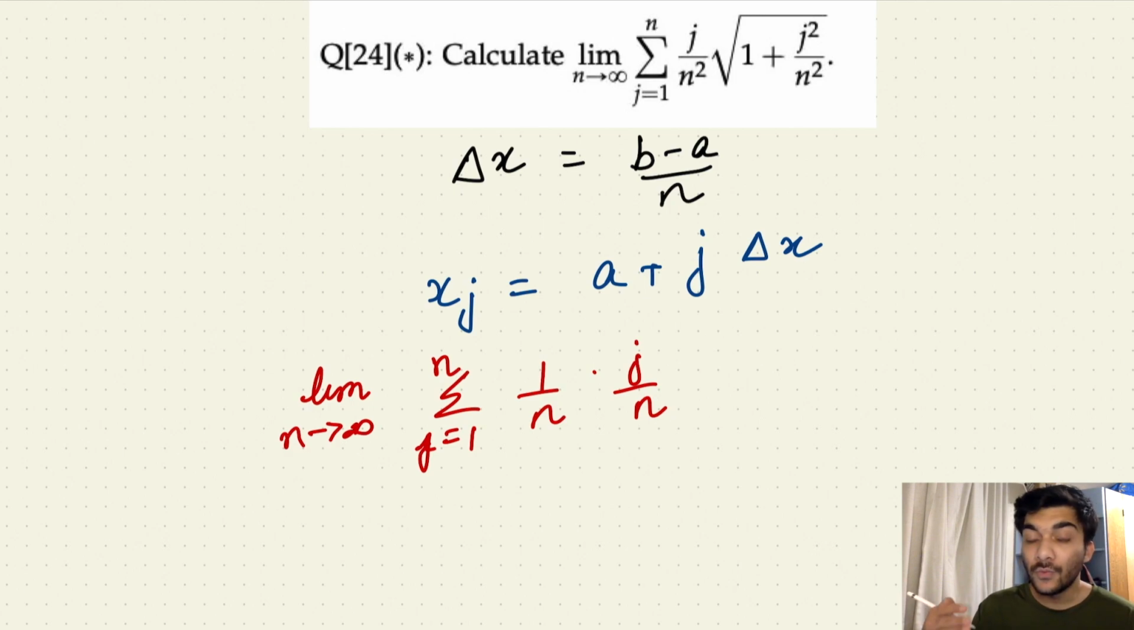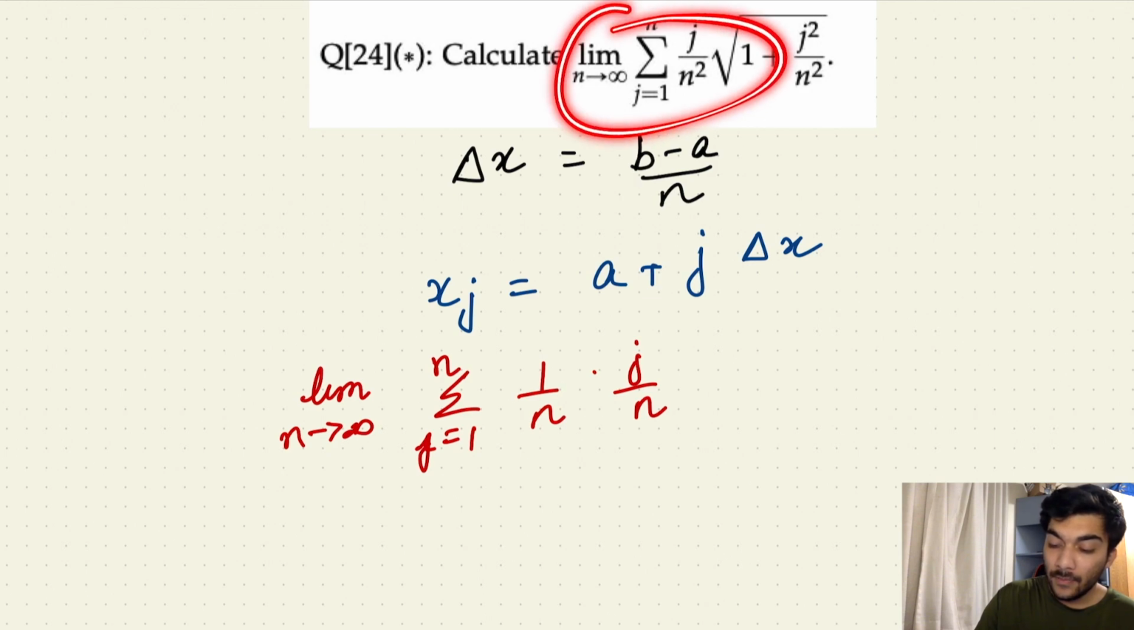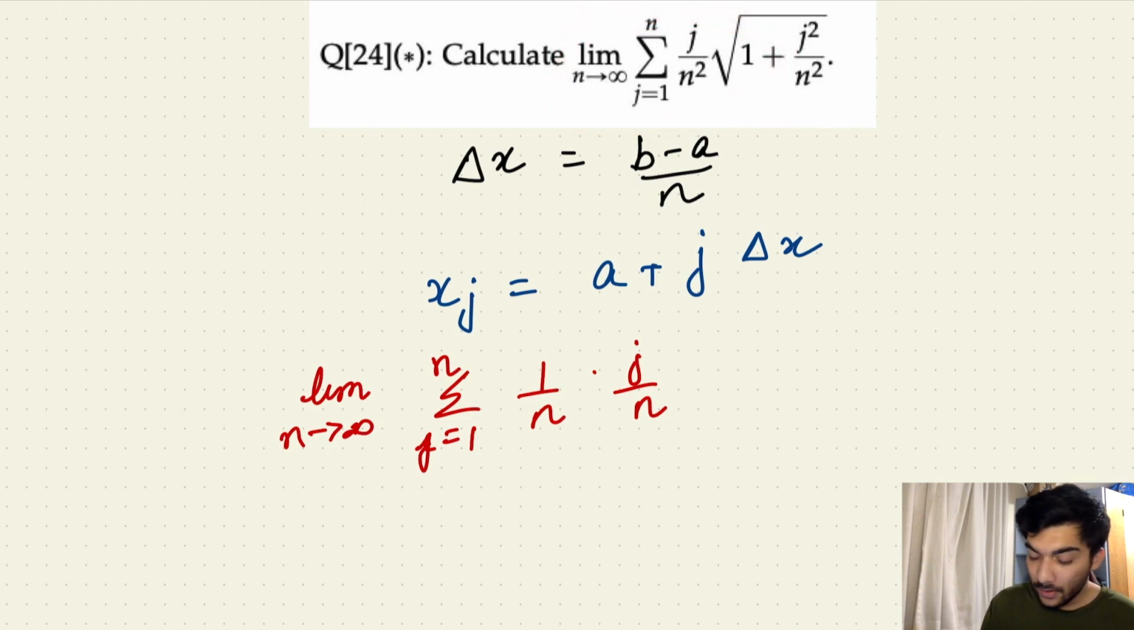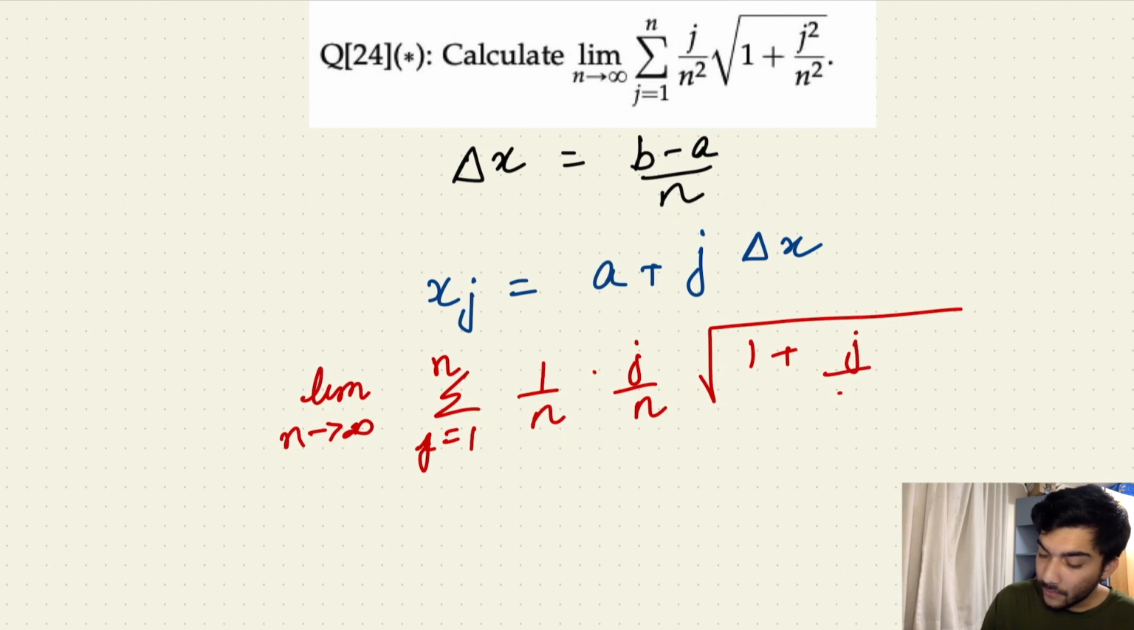Again, if you want to know more about why we did that step, I would highly suggest you watch the previous videos, which were based on converting this limit notation into a definite integral. So we'll break j by n squared by using that approach into 1 by n times j by n, and the square root can be written as the square root of 1 plus j over n whole squared.